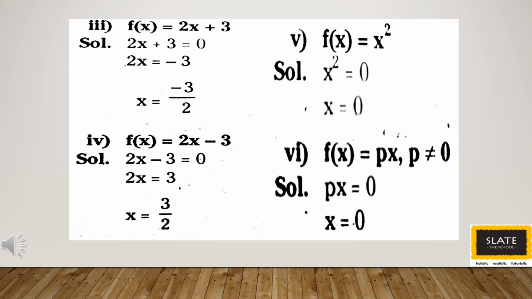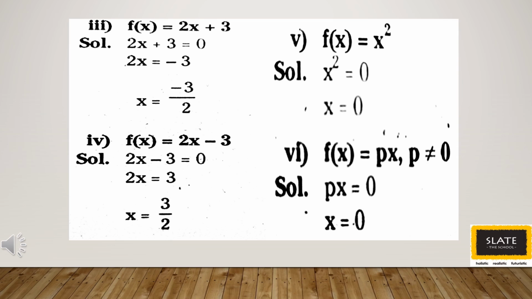Fifth question, f of x is equal to x square. Now equate x square to 0. So x square is 0, x will be root 0, which is 0. So here the 0 of the polynomial f of x is equal to x square is 0.